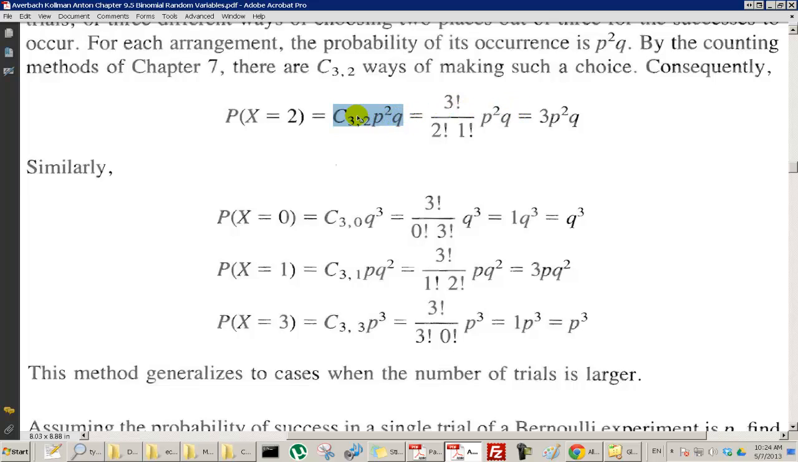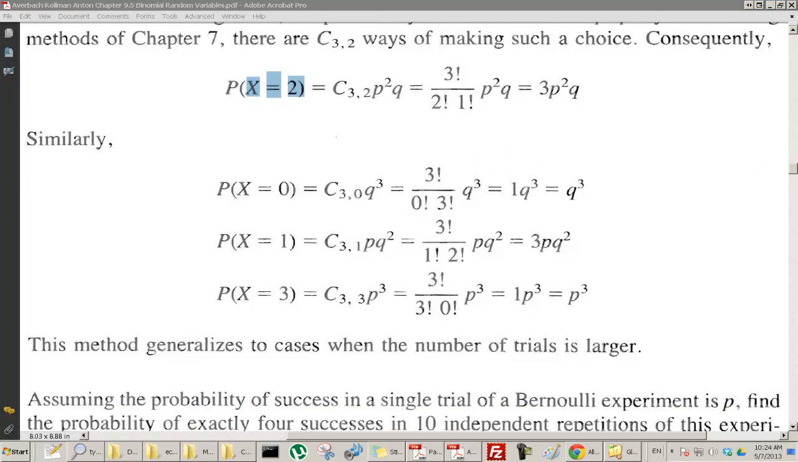This calculation is actually 3 factorial over 2 factorial, 1 factorial. This turns out to be 3. So it's this times this. So this is the probability of getting exactly 2 successes. Now, so that's the way this works.